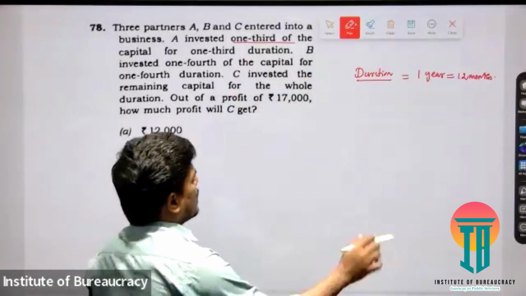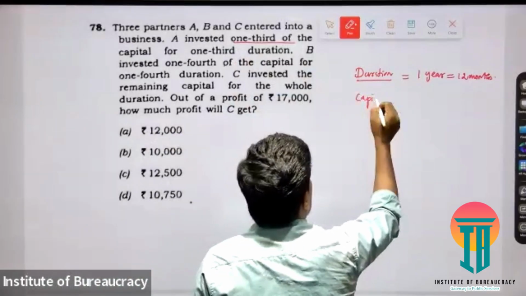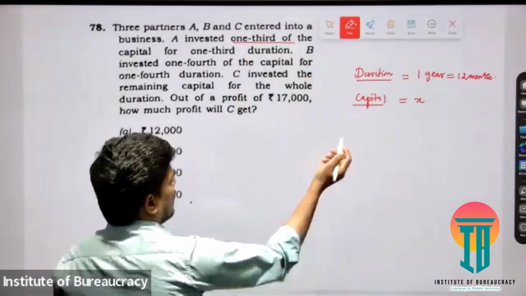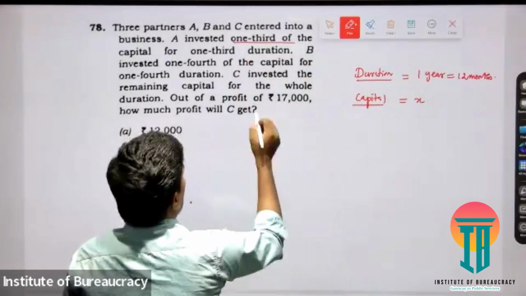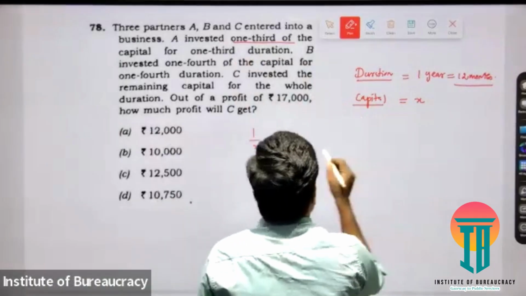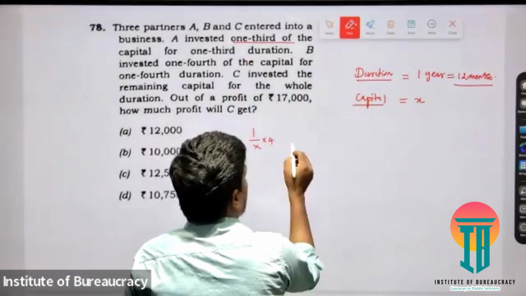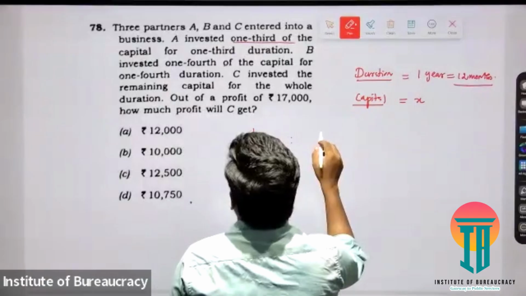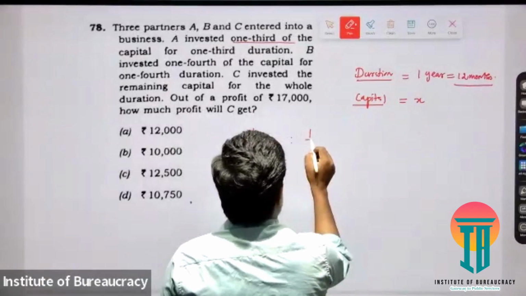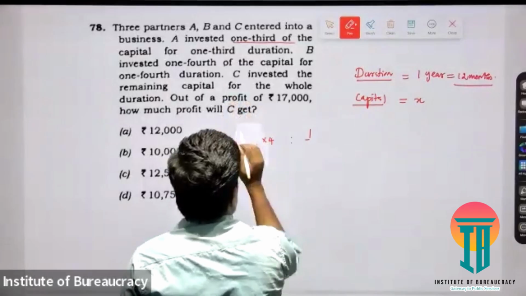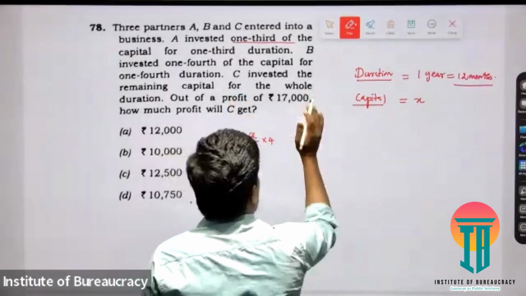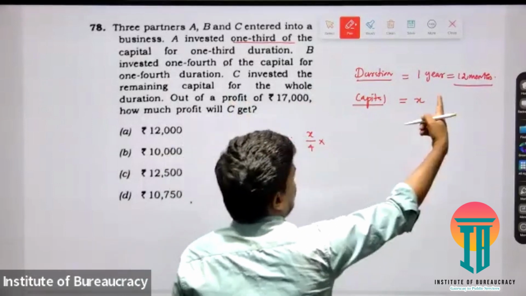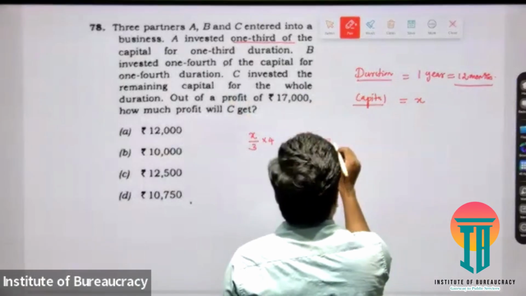So let us assume that the capital is X rupees. A invested 1/3 of the capital, which is X by 3, for 1/3 of the duration, which is 4 months. The same way B invested 1/4 of the capital, which is X by 4, for 1/4 of the duration, 12 divided by 4, which means 3 months.